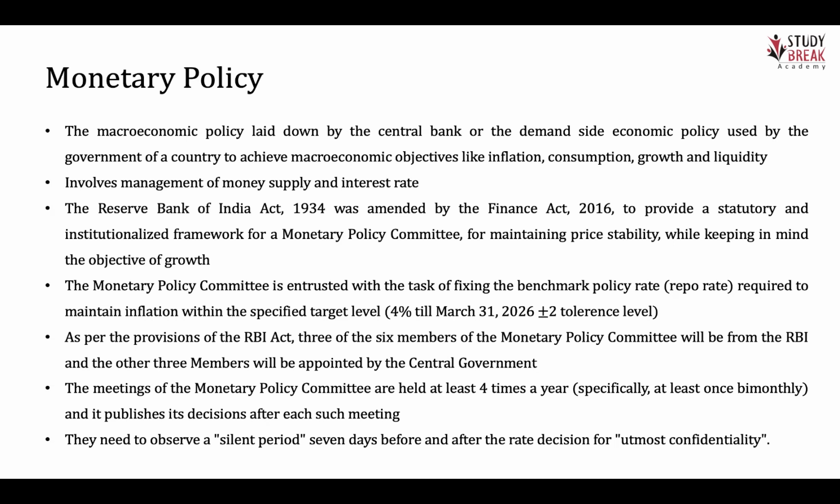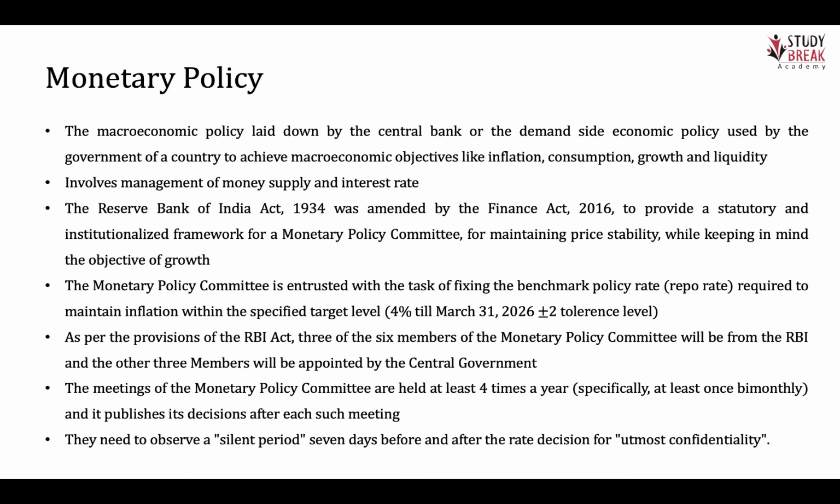We will talk about it in tomorrow's session. But the main job that it does is to maintain inflation within the specified target level. In yesterday's news, they said that till 2026 March 31st, the benchmark inflation, or the specified target inflation, will be 4% with a +2 or -2 tolerance level. Like, it may be anything between 2 and 6, but ideally it should be at 4.